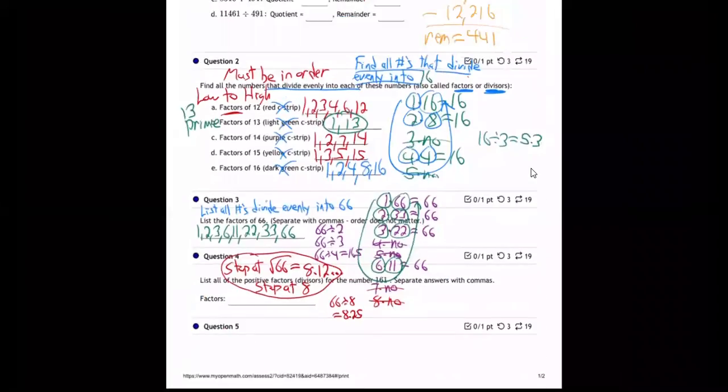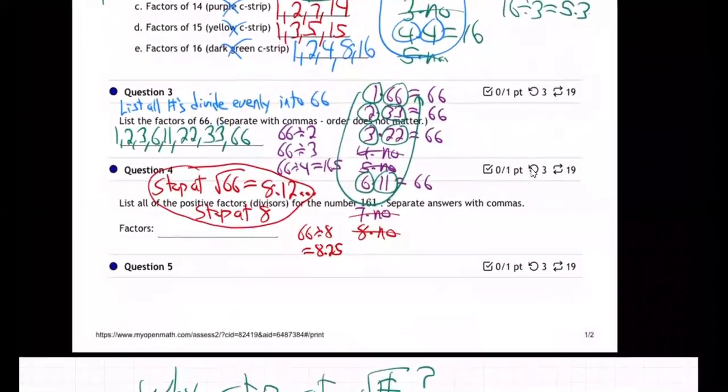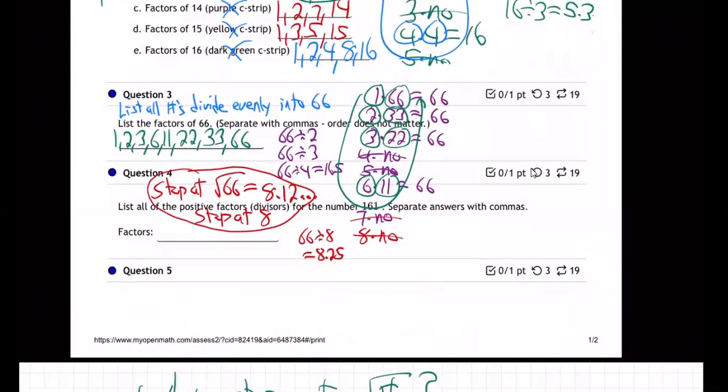All right, so there's the reason. Hopefully that made some sense. That's as far as we need to go. So from now on, right away, we're going to take the square root of the number. Square root of 66 is 8.12. That means we stop at 8. We don't need to check 9. We stop at 8. Then we'll know how far we need to go.